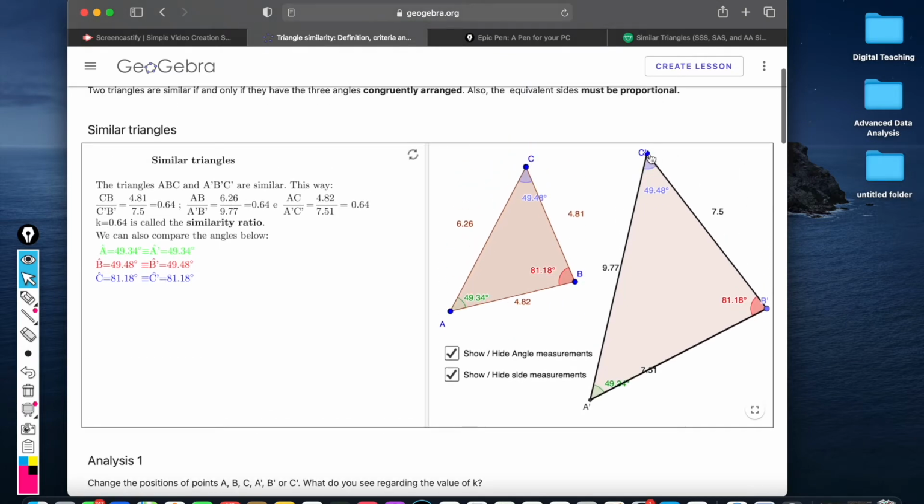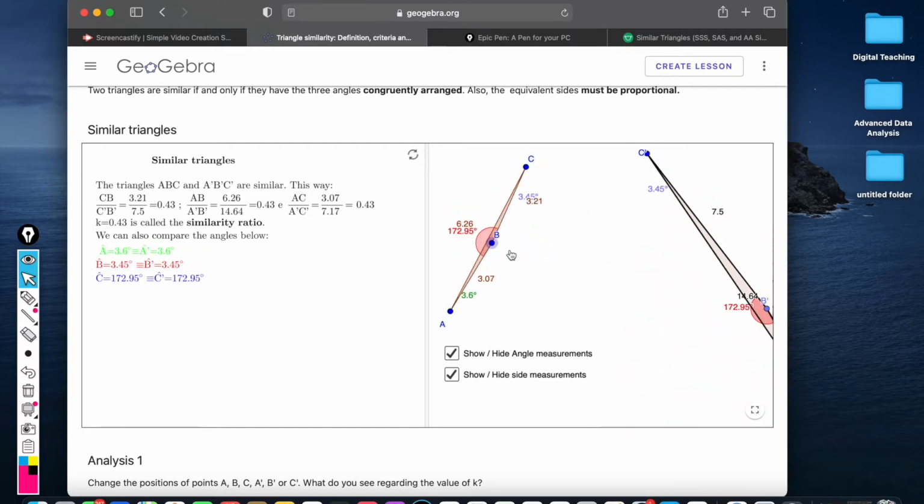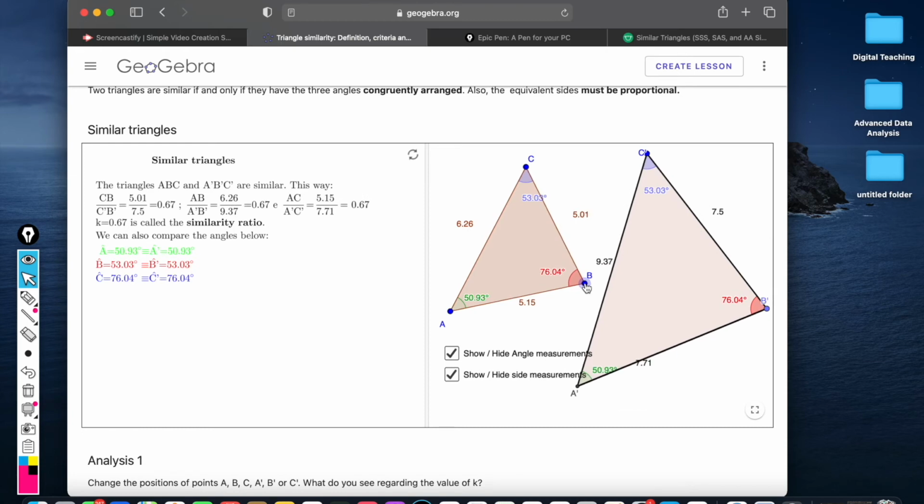Note the fact that they're in the same orientation. Okay. Note what happens if you take B and you flip it around. There's many things you can do with this, and it's a nice visual explanation of similarity and just being able to just see what's going on here.